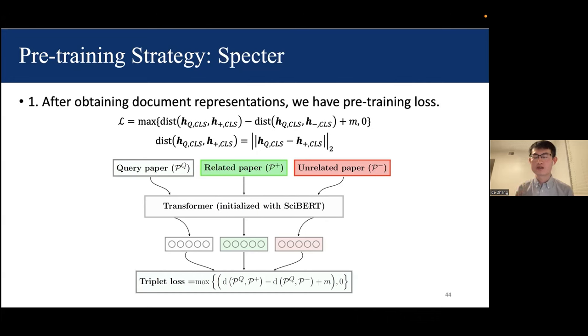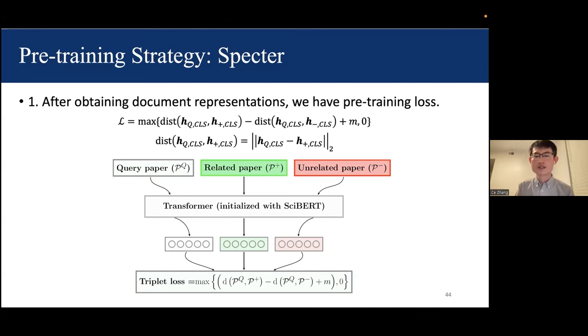So what is a triplet loss here? The triplet loss is given by the formula on the top here. For the first term, we want to minimize the Euclidean distance between the query paper and the related paper. The second term is to maximize the Euclidean distance between the query paper and the unrelated paper. We use this loss as the pre-training function, and we pre-train the model until convergence.